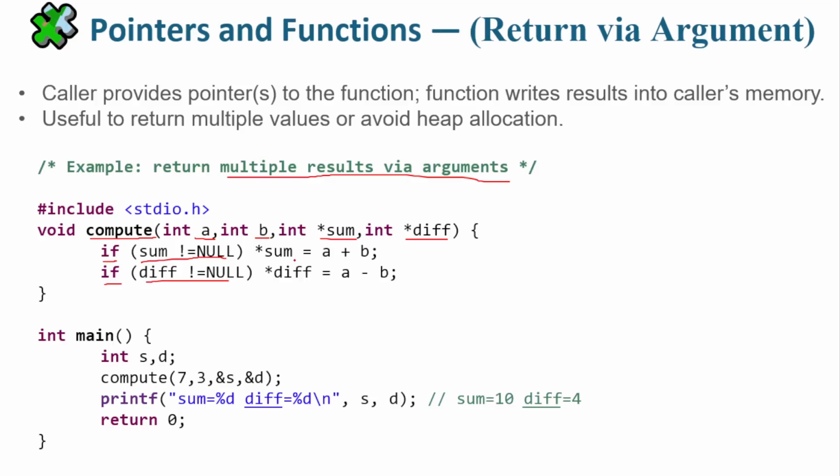If the sum pointer is valid, we store the sum of a and b. If the diff pointer is valid, we store their difference. In main, we declare two integers, s and d, pass their addresses to compute and then print the results. This technique allows a single function to efficiently provide multiple outputs to the caller. This is very important.